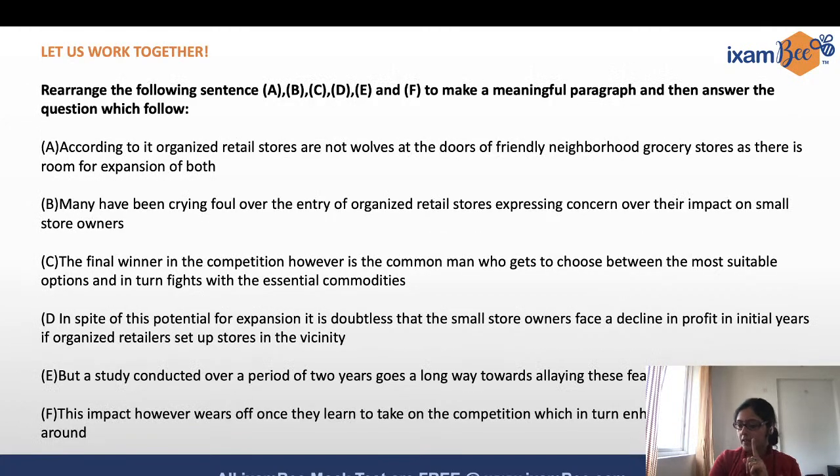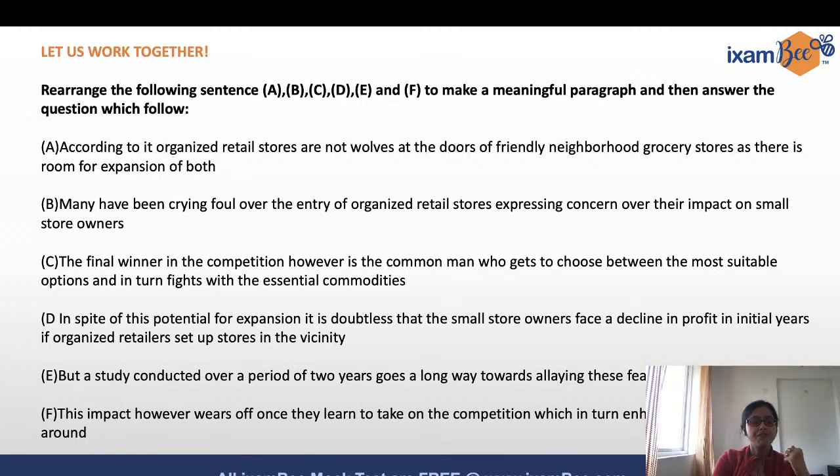Now look at the next sentence. Tejashvi, okay. What about F? Some of you might feel, why not F? Yes, F also talks about the impact. So you might feel that this impact is linked with the impact in sentence B. This impact, however, wears off once they learn to take on the competition, which in turn enhances efficiency all around. Okay, let's move on with that.